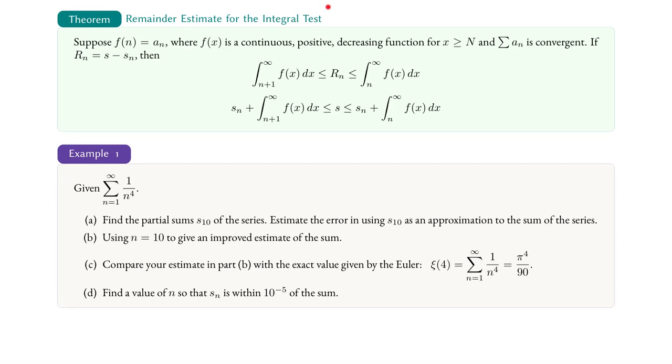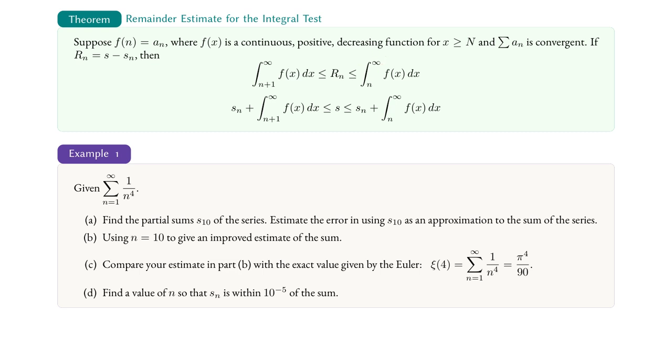Remainder estimate for the integral test. Suppose f of n equals a sub n, where the function f of x is continuous, positive, decreasing after some n terms. And suppose that the series is convergent, but we do not know what the sum is. If the remainder is the difference between the actual sum and the partial sum, then the remainder is always going to be between the two definite integrals, one going from n plus 1 to infinity, the other one going from n to infinity.